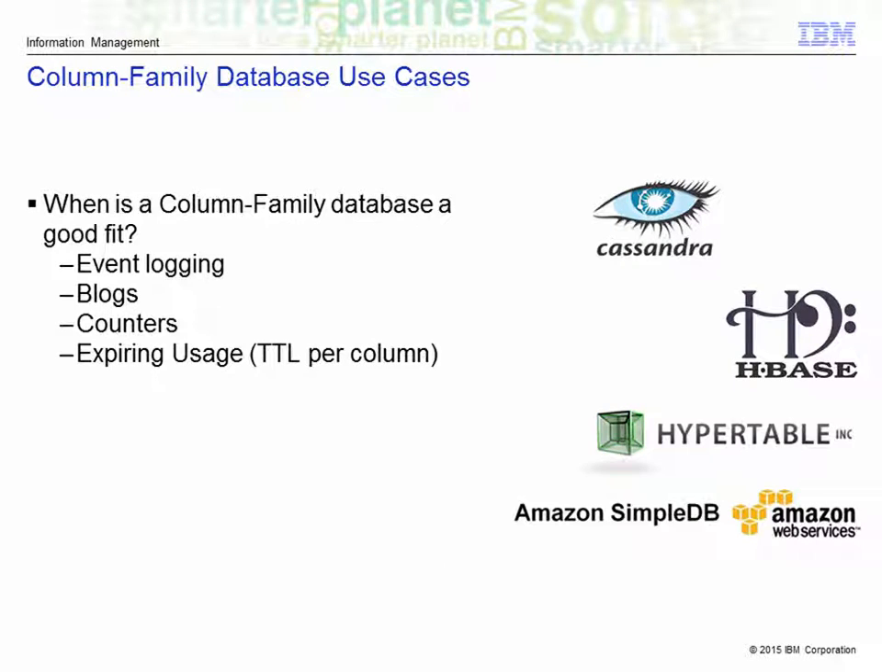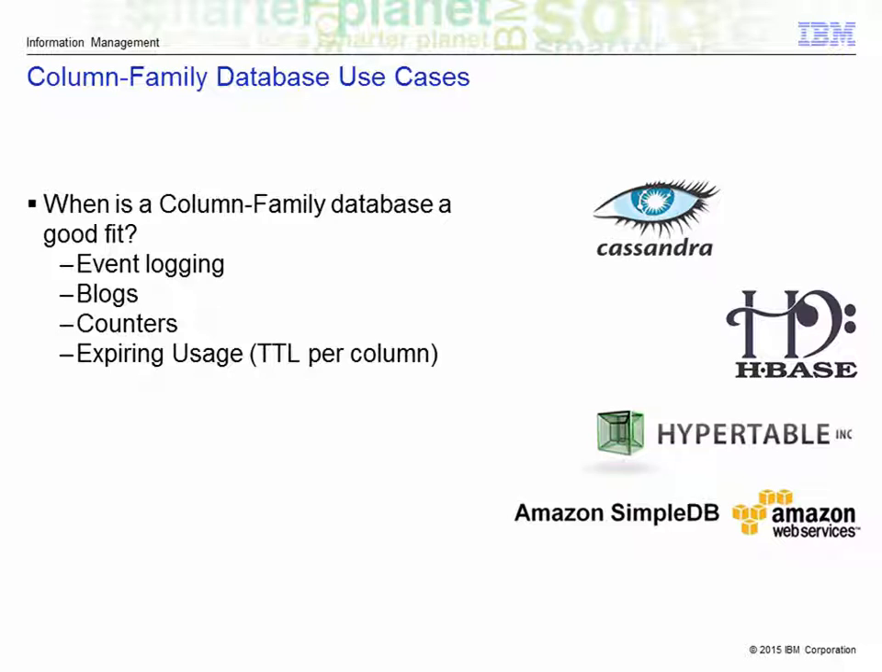Some example use cases for a column family database include event logging and blogs, similar to document databases, but the data would be stored in a different fashion. For enterprise logging, every application can write to its own set of columns and have each row key formatted in such a way to promote easy lookup based on application and timestamp.